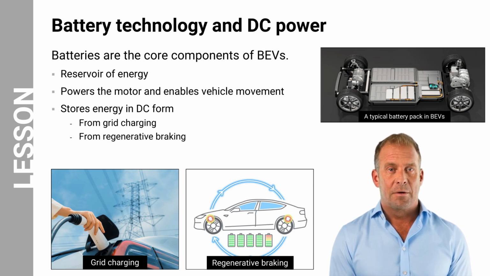Charging the batteries typically occurs through two primary methods: from the grid and through regenerative braking. When plugged into the grid, the batteries recharge, replenishing the stored energy for continued use. Additionally, regenerative braking harnesses the kinetic energy generated during braking, converting it into electrical energy to further charge the batteries.